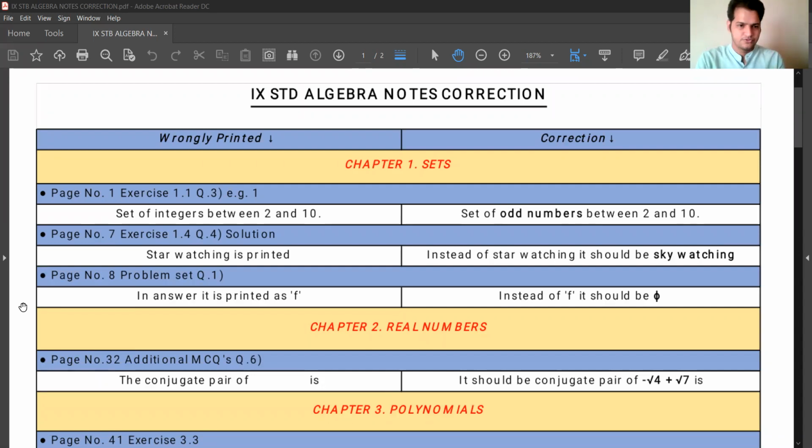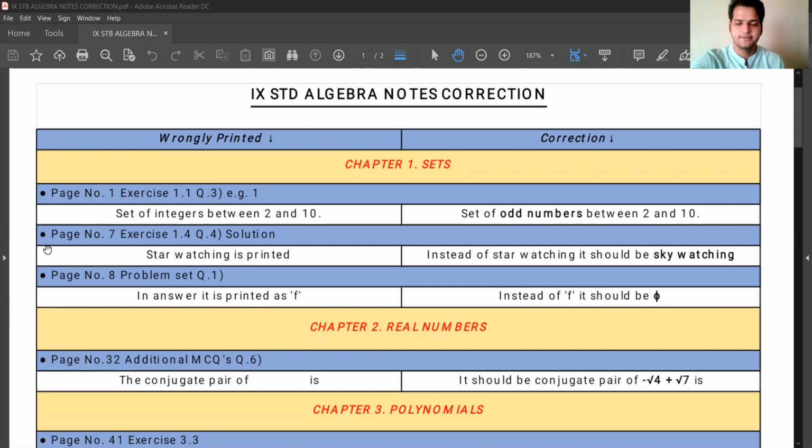So in your notes on page number 1, exercise 1.1, question number 3, example number 1, set of integers between 2 and 10 has been printed in the book. So kindly rectify or correct it as set of odd numbers between 2 and 10. I would repeat, the printed part is set of integers between 2 and 10. It should be corrected as set of odd numbers between 2 and 10. Correct?